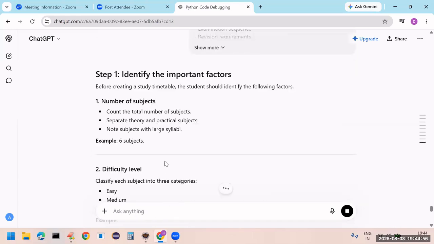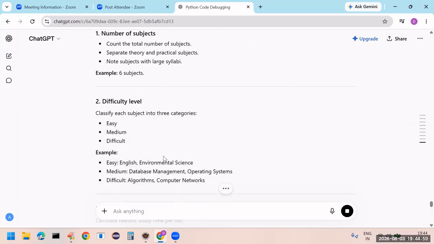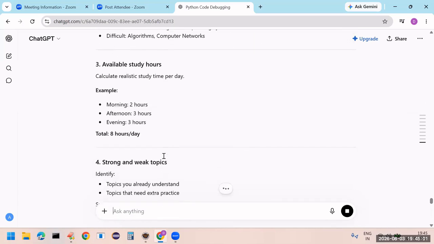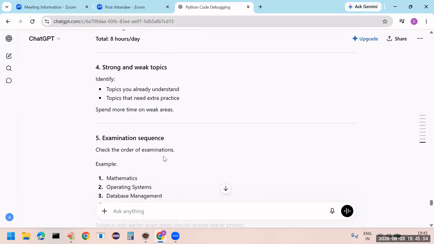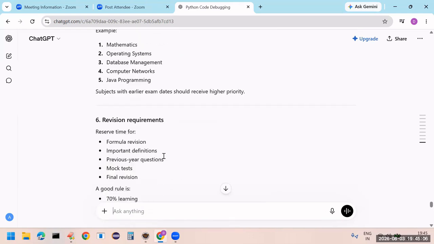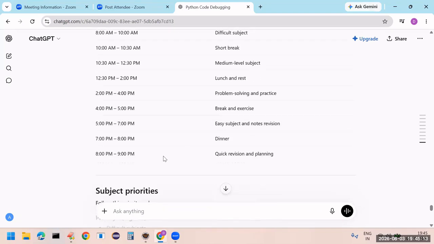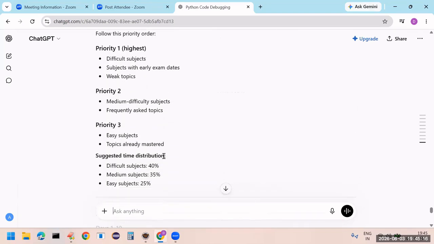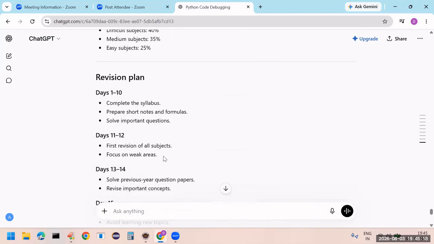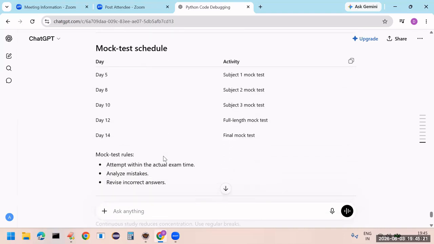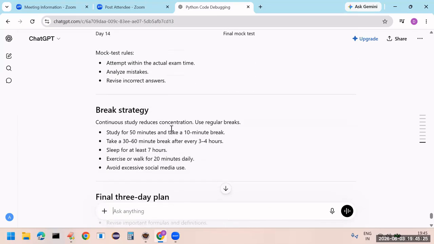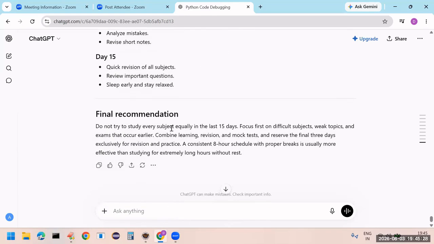Now observe: number of subjects, difficulty level, available study hours, strong and weak topics, examination sequence, revision requirements, then a 15-day schedule, 8 hours per day. Clearly, along with the timing, it is giving priorities also. Even the days on which you need to conduct a mock test. Everything it is giving very clearly. Understood, friends?